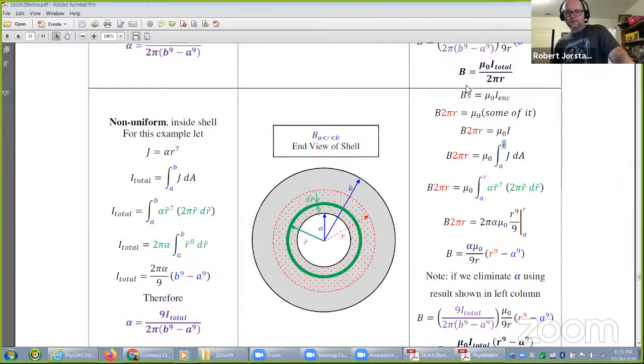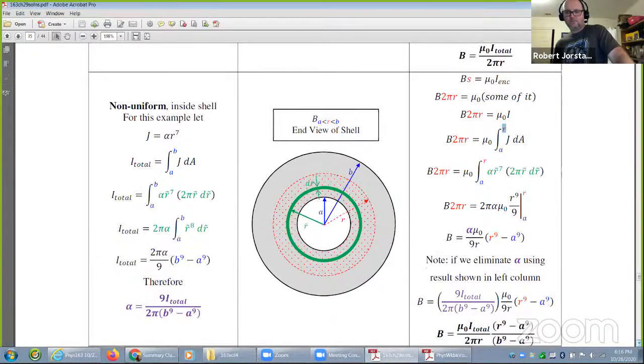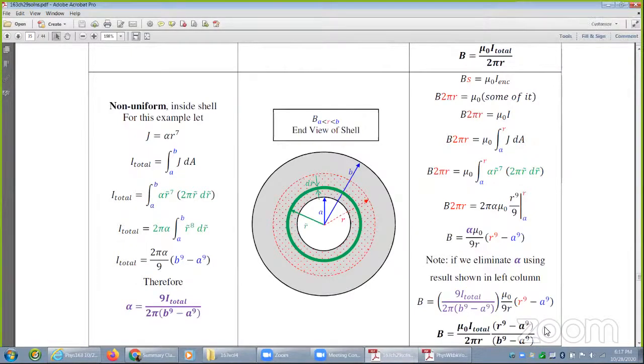When I go down here just a little bit more, I get this crazy looking answer. And again, I eliminate alpha using this thing that we figured out from the left column. Plug it all in, and notice I get this crazy looking result. How do I check it? Match up the radiuses and get something reasonable. Does it look good?